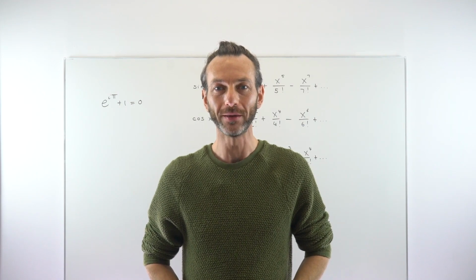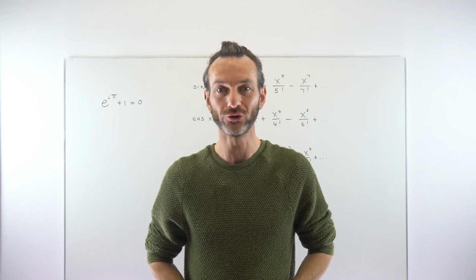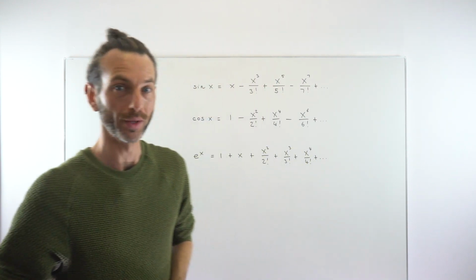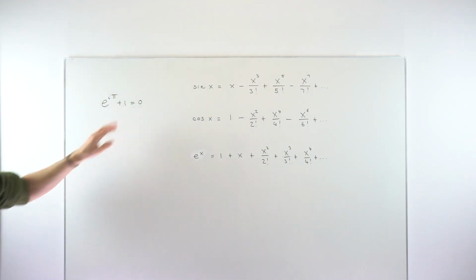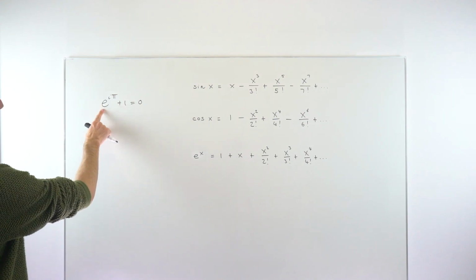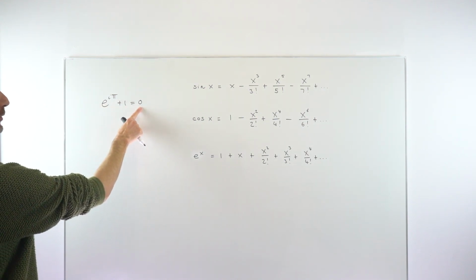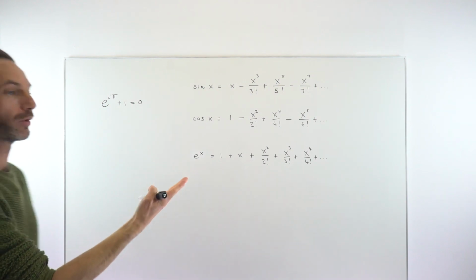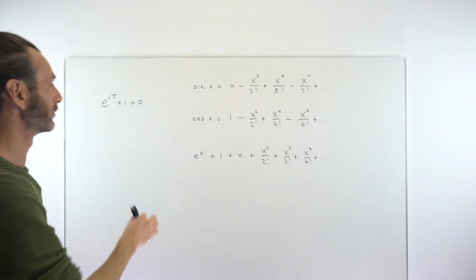In this video, I'm going to demonstrate one of the derivations of Euler's identity. So if you're not familiar with Euler's identity, this is what it looks like. It's an equation that says that e to the power of i pi plus 1 equals 0. And it's strange for a number of reasons. It's mysterious actually for a number of reasons.